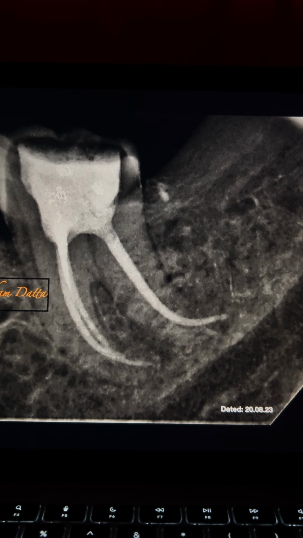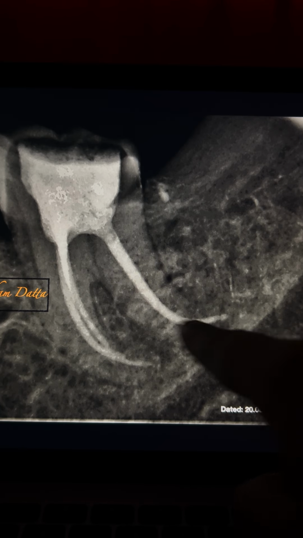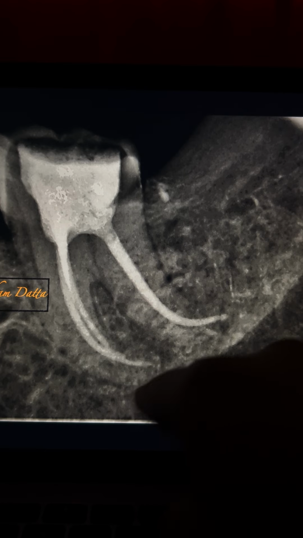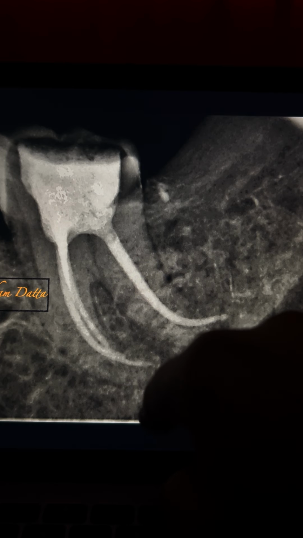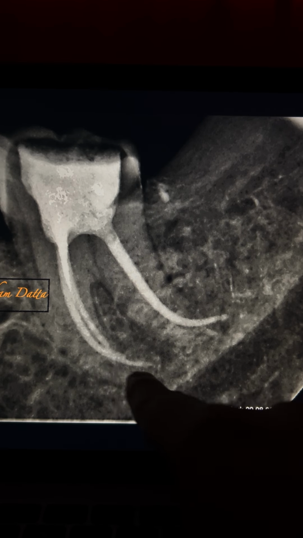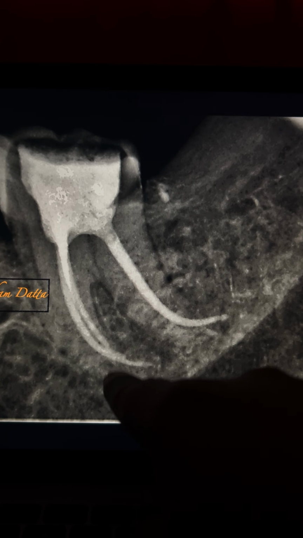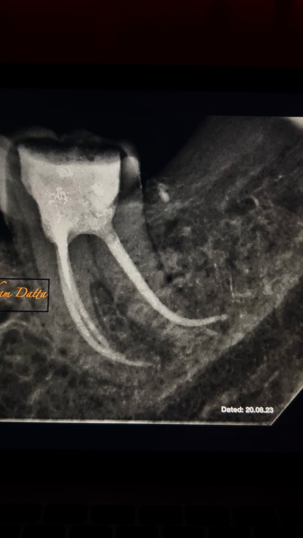Now this is the picture of the obturation. This is the distal one, that is the curvature which I was able to manage to obturate, and this is the mesial curvature on the mesial roots of this 3-8. This is the mesiolingual which goes to the full length, and this is the mesiobuccal that merges with the mesiolingual at the apical third of the mesial root.